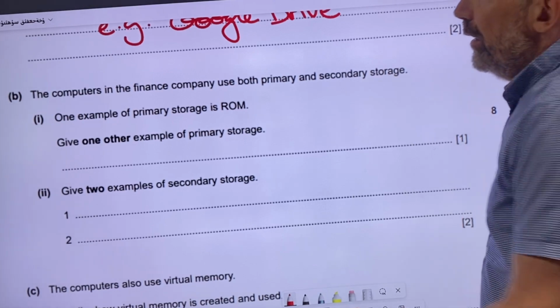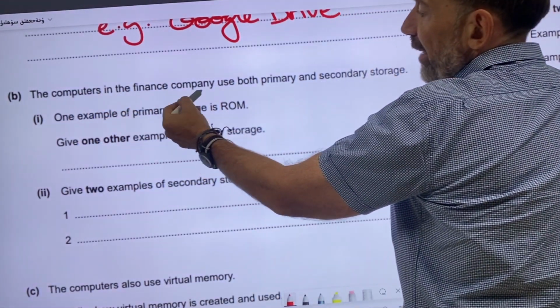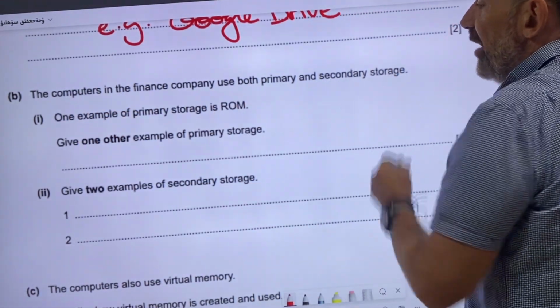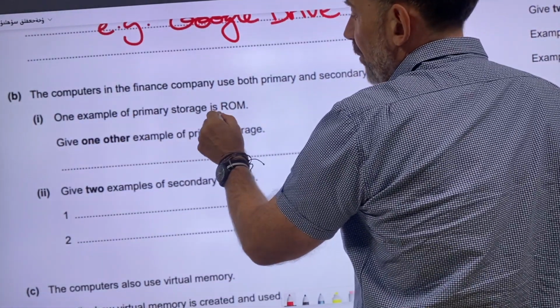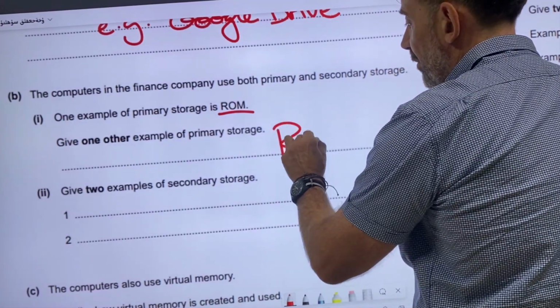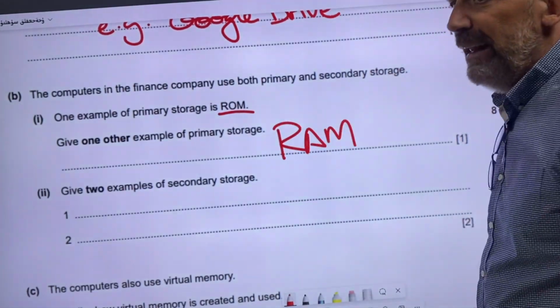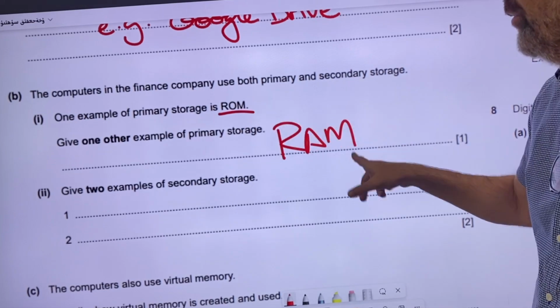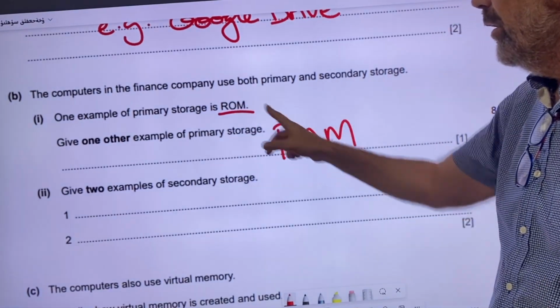Okay, the computer in the finance company uses both primary and secondary storage. One example of primary storage is ROM. What else could it be? RAM, really, that's the only one. You could start talking about level 1, level 2, level 3 cache, but no, we'll look at RAM and ROM.